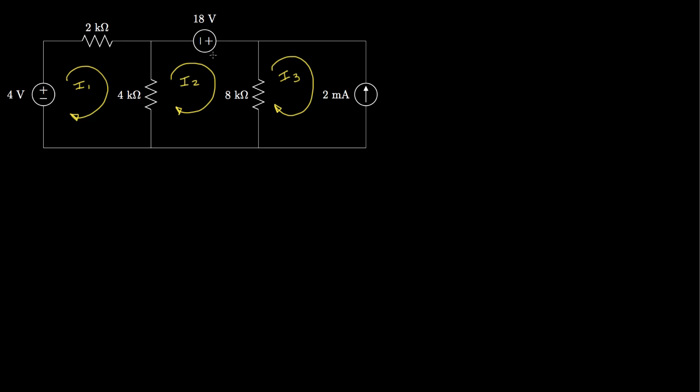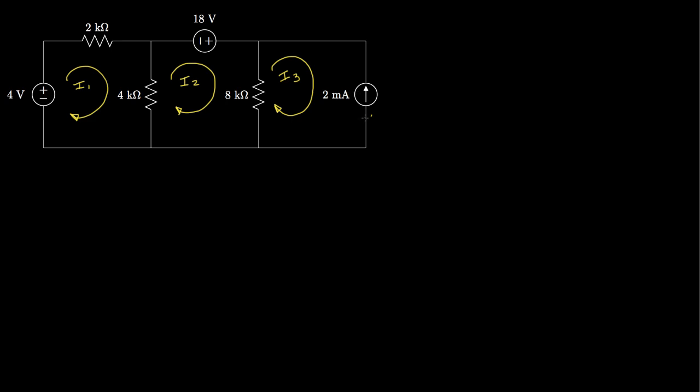Now, again, for the voltage sources, the voltage drop is determined by the value of the source. For the resistors, the voltage drop is determined by Ohm's law. But we don't have a direct way to write an expression for the voltage drop across this current source, so it might seem like we're having a little trouble applying this method. However, we don't need to do that because this current source is in a location that gives us a direct solution for one of our mesh currents.